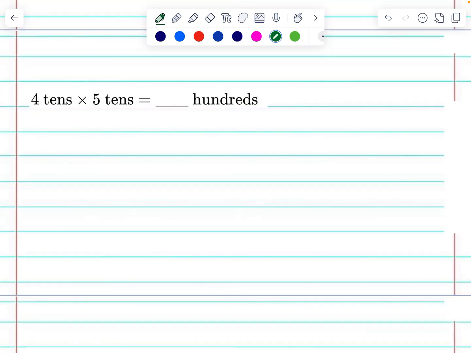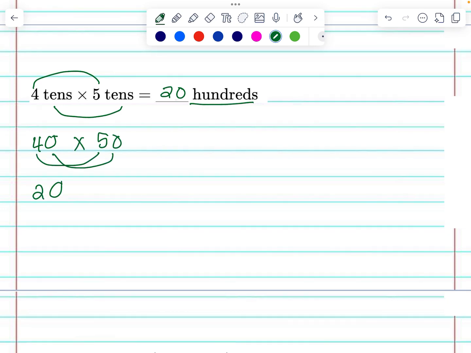4 tens times 5 tens. 4 times 5 is 20. 10 times 10 is hundreds. 4 tens is 40, 5 tens is 50. 20 hundreds is 2,000. You can also look at this as 20 times 100.